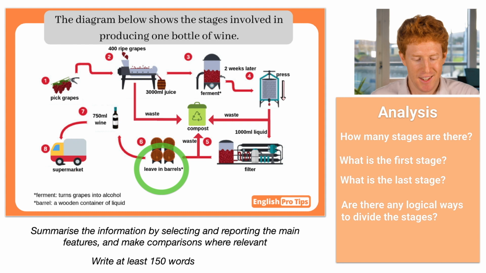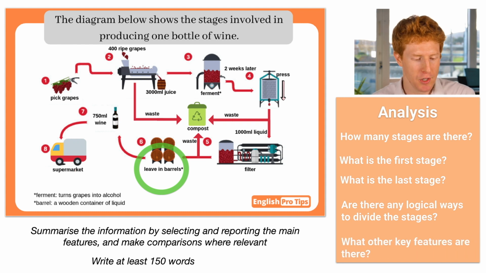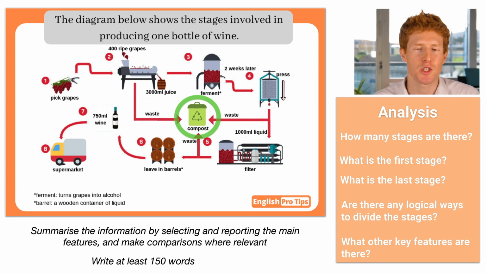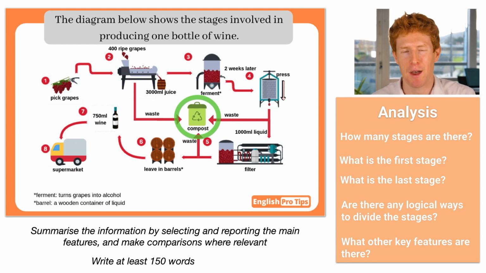Okay, next question. What other key features are there? So we're going to look at this graphic. We've identified the first and last step, and we've identified that there are 8 stages. Now, another key feature of this graphic is this. At 3 of the stages, waste is sent to be composted, and an examiner is going to be looking out to see whether you identify that and put that in your overview and in your body paragraphs as well.